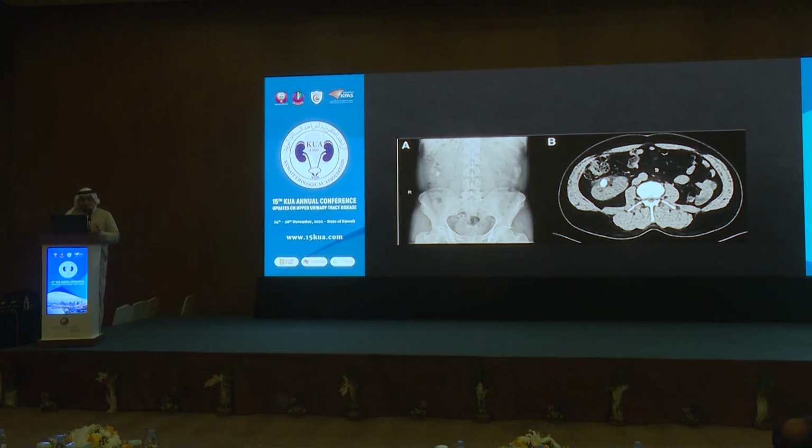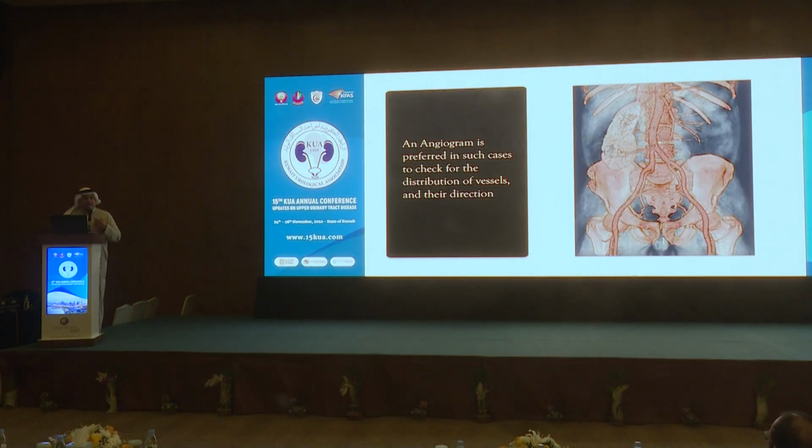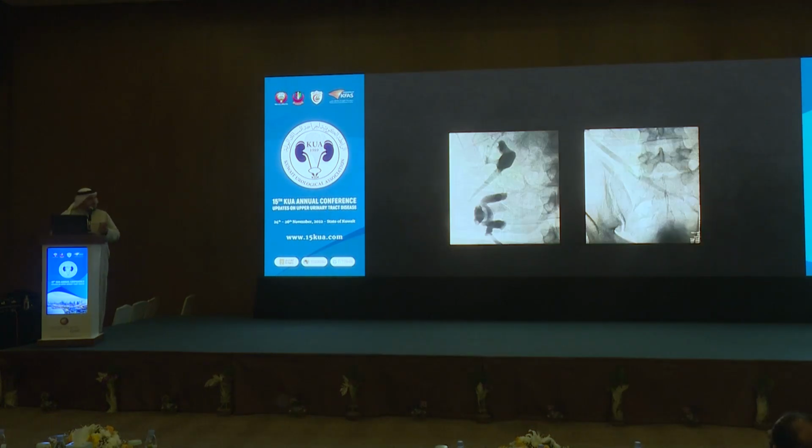Here's a case for us. This patient has a cross-fused ectopia. You can see that the stone is lateralized and the pelvis is facing anteriorly. We have to do angiogram in these cases just to check for the vasculature, where it's coming from and where it's going, not to be in the way of our puncture. You can see here in the lower pole, you can see the filling defect of the stone.